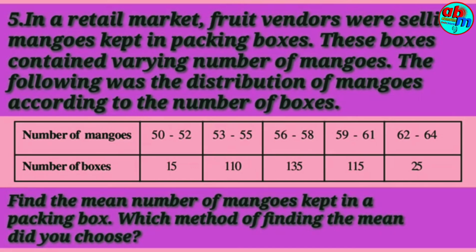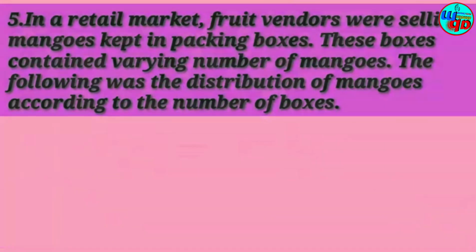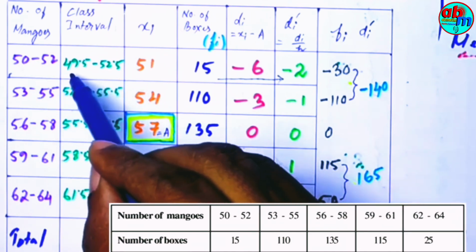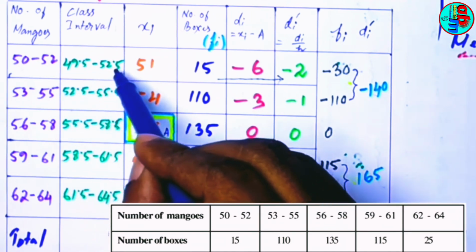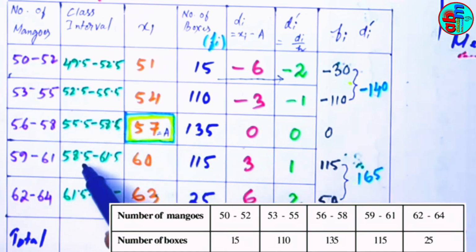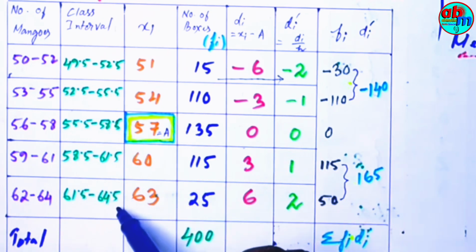Let us solve it. It can be observed that the class intervals are not continuous. There is a gap of 1 between two class intervals. Therefore, half has to be added to the upper class limit and half has to be subtracted from the lower class limit of each interval. And we get the table below. Here, half is subtracted from the lower limit and half is added to the upper limit. So it becomes 49.5 and 52.5, then 52.5 to 55.5, 55.5 to 58.5, 58.5 to 61.5, 61.5 to 64.5.